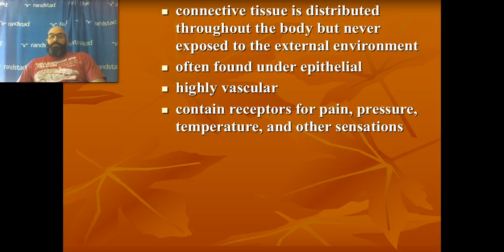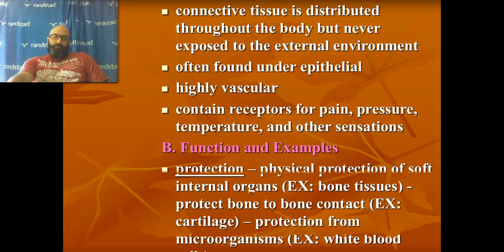This is also where you're going to have your receptors for pain, pressure, temperature, and other sensations. These are your receptors for feedback loops that are going to distribute information to the central nervous system, or the control center, for interpretation. So let's get into what they do for the body.